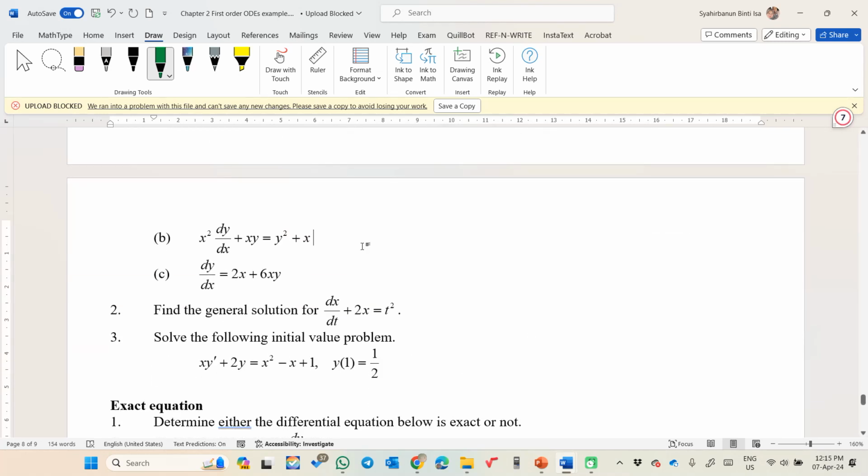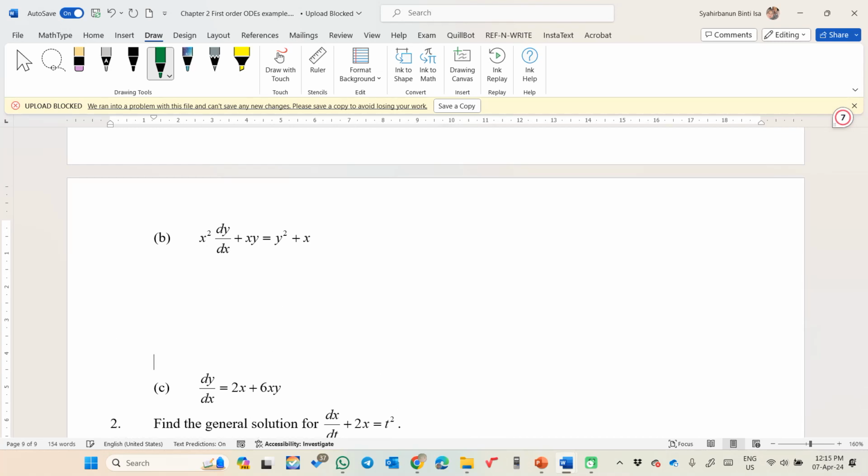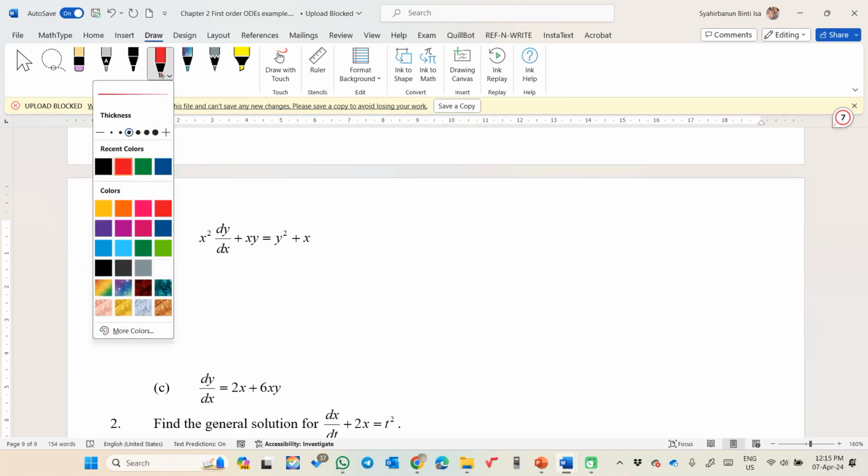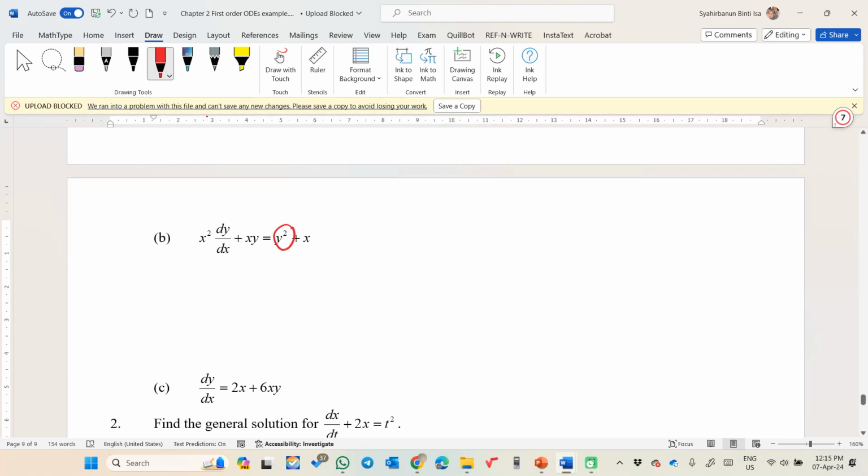This is example B. Obviously, once again, example B is nonlinear. Why? Because of the term y squared. I hope you can see this. Because of the term y squared, this is a nonlinear equation.